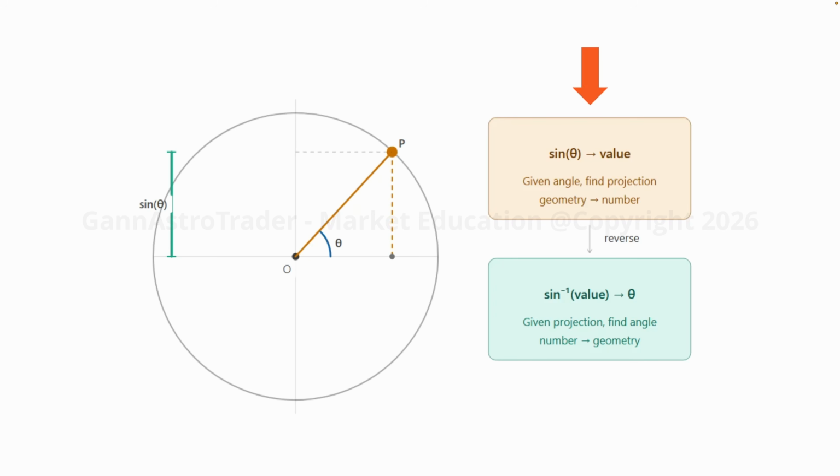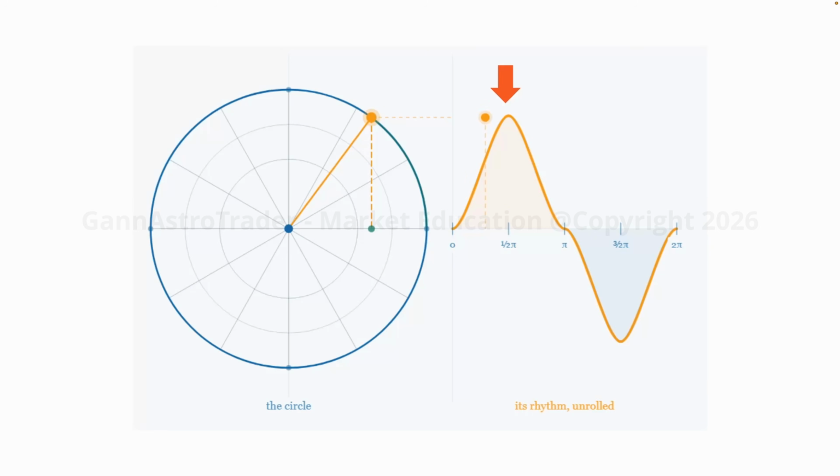This shifts the perspective completely. Instead of measuring how much price moved, you begin measuring how that movement fits into a geometric structure. Now, if we move from the triangle to the circle, the idea becomes deeper. Imagine a point moving around the edge of a circle. As that point rises and falls, its vertical position changes smoothly. That changing vertical position is what sine describes.